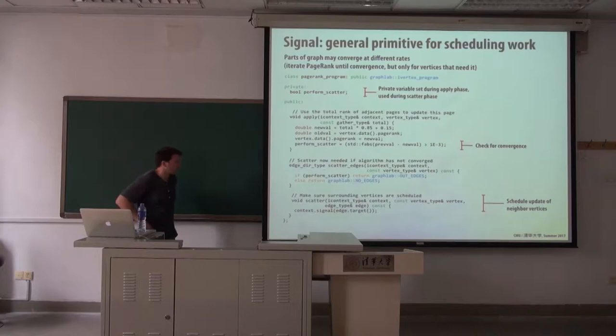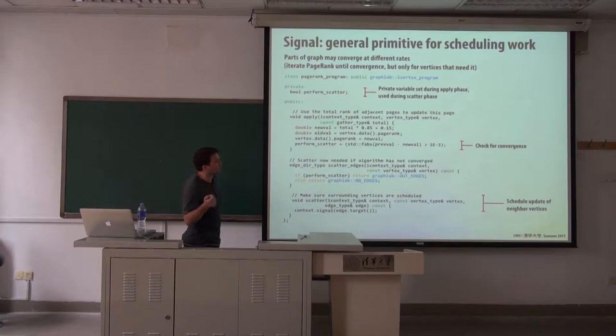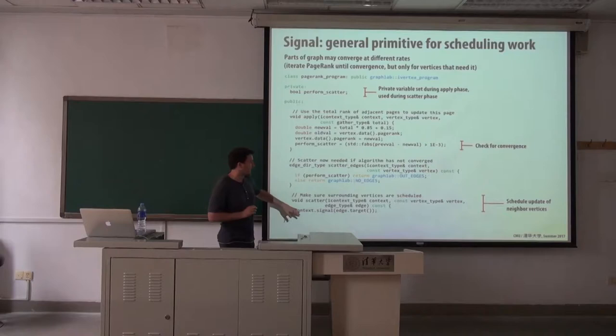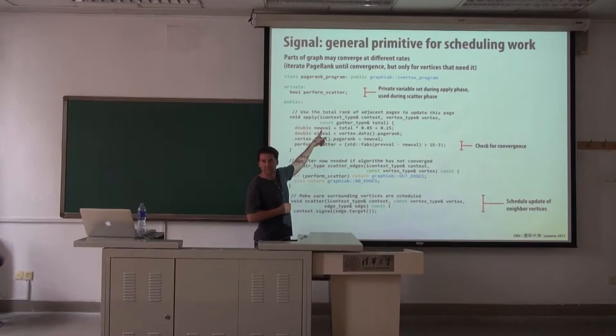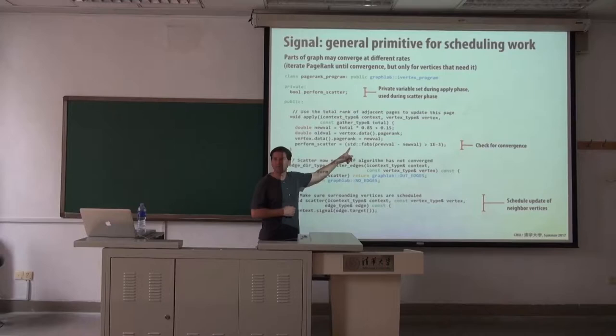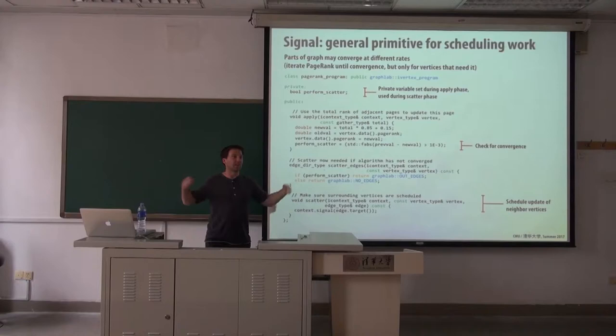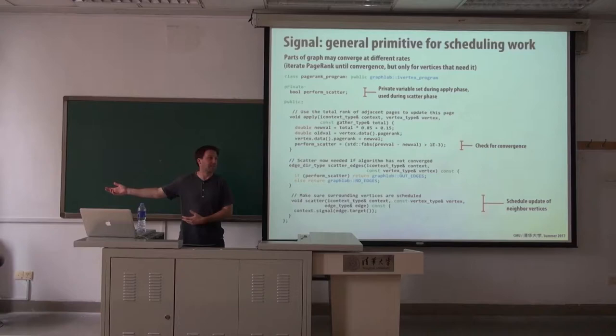Since I have the ability to signal, it is a very general primitive. And so now all I did is I said, look at this. It's this exact same program all the time. When I apply, the only thing I'm doing now is I'm saying, what was the old value of the vertex? What is the new value of the vertex? And if the old value minus the new value is above some threshold, if the value of this page's rank is changing a lot, then we should probably update, we need to actually update our neighbors. Because my page rank has changed, therefore I'm going to influence nearby vertices.